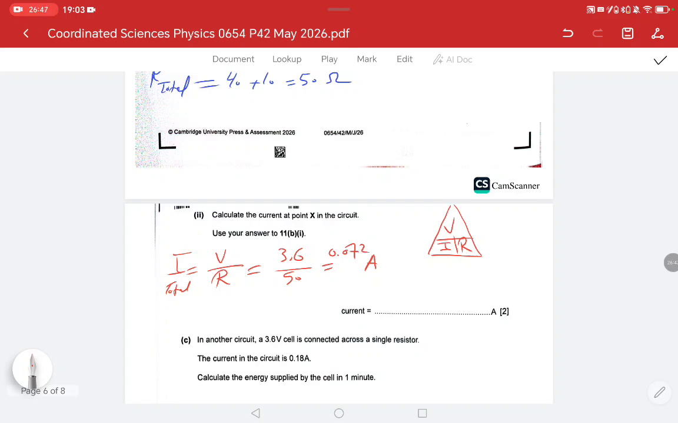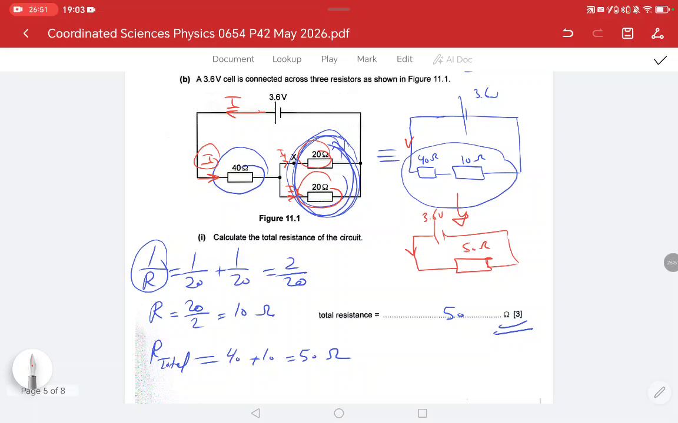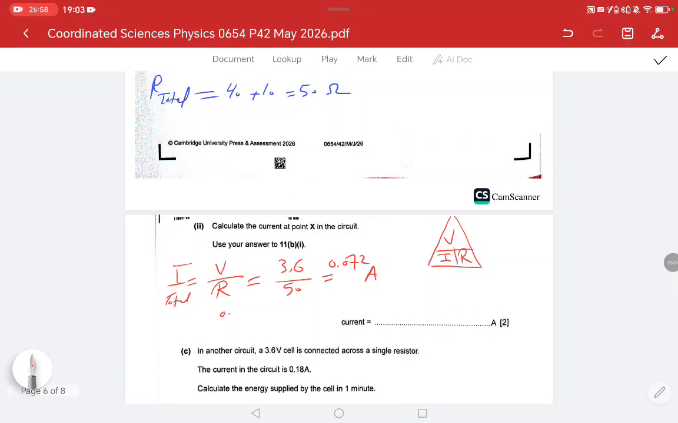0.072. This is the main current, okay? This is the main current here. This is the main one, but we will need to divide it by 2. So if you wanted to find I1, it's this one divided by 2, so it will be 0.036 amps, and the unit is there already.